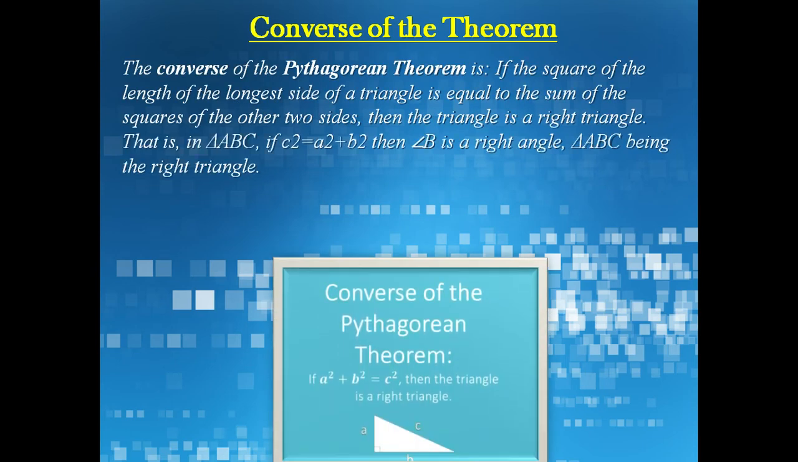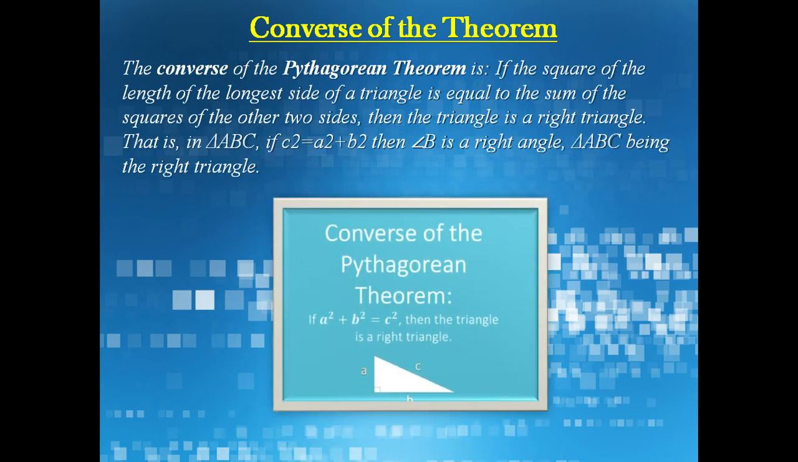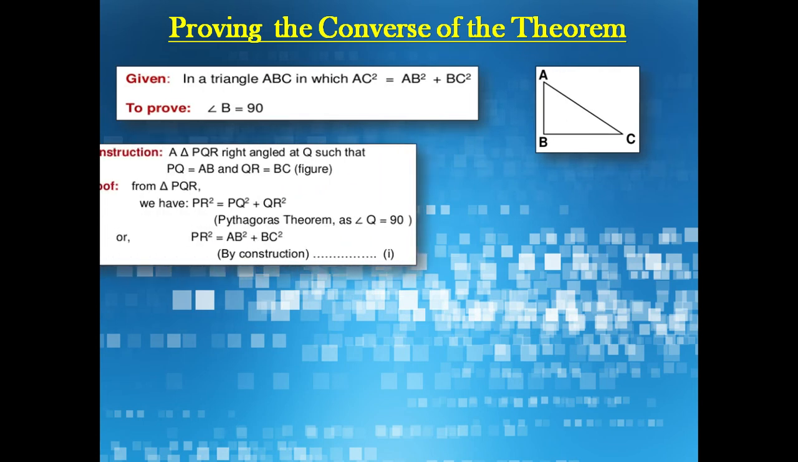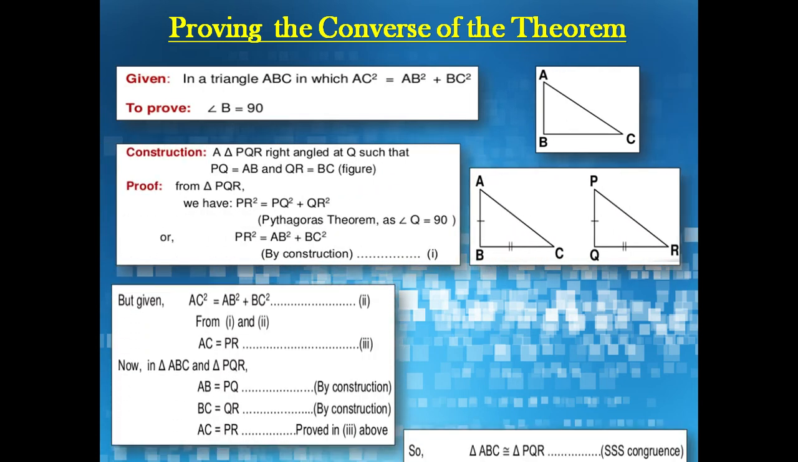The converse of the Pythagorean theorem is that if the square of the length of the longest side of a triangle is equal to the sum of the squares of the other two sides, then the triangle is a right triangle. That is, in triangle ABC, if c square equals a square plus b square, then angle B is a right angle, triangle ABC being the right triangle. The converse of the theorem can be verified using this given proof.